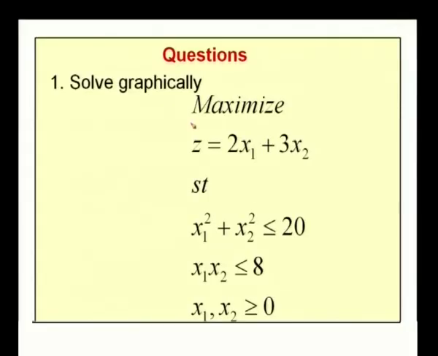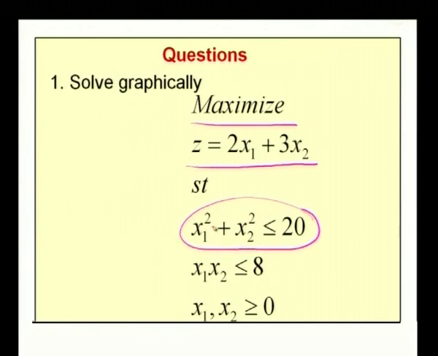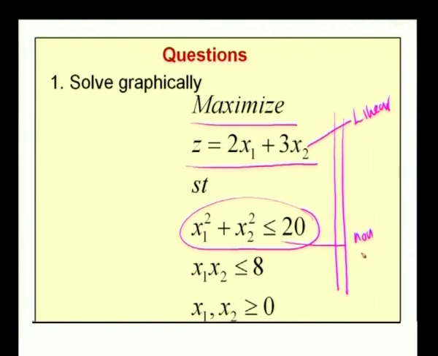The problem for exercise is maximize z equal to 2x1 plus 3x2 subject to the constraints x1 squared plus x2 squared less than or equal to 20, x1 into x2 less than or equal to 8, x1, x2 greater than or equal to 0. Here in this nonlinear programming problem, the objective function is linear, whereas the constraint set is nonlinear.